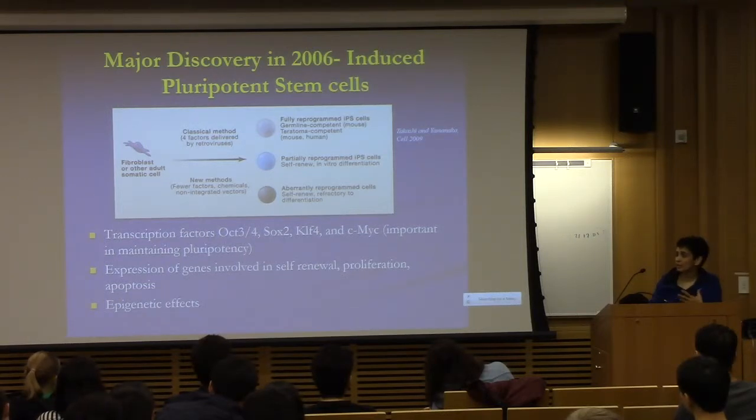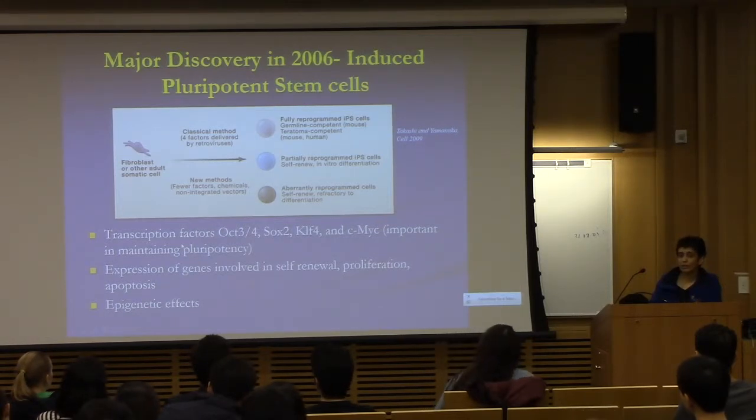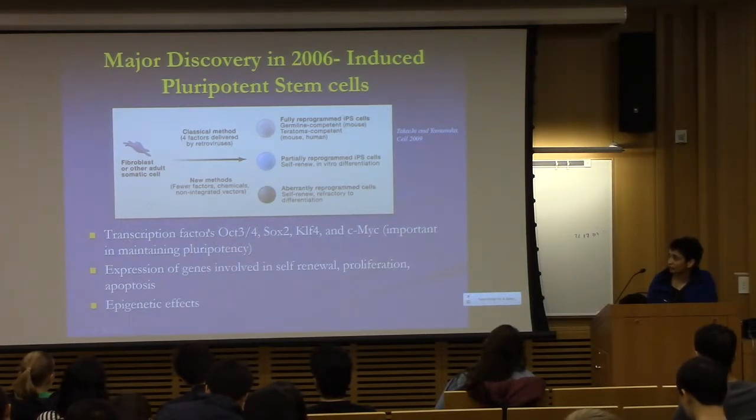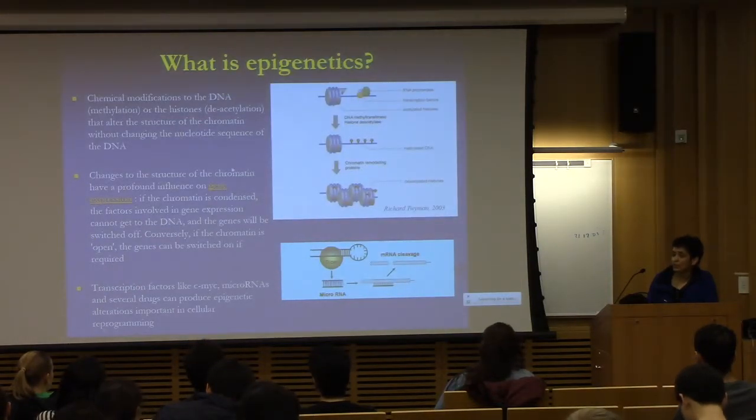So we are just at the beginning, and the way it works is that you can reprogram an adult cell by changing epigenetic influences. So in the initial paper, they used these transcription factors to reprogram the cells.